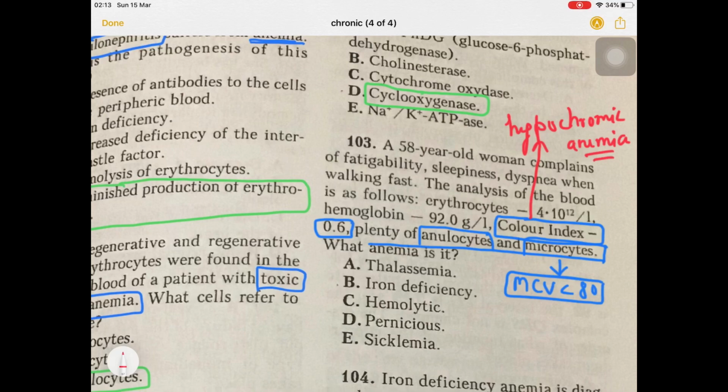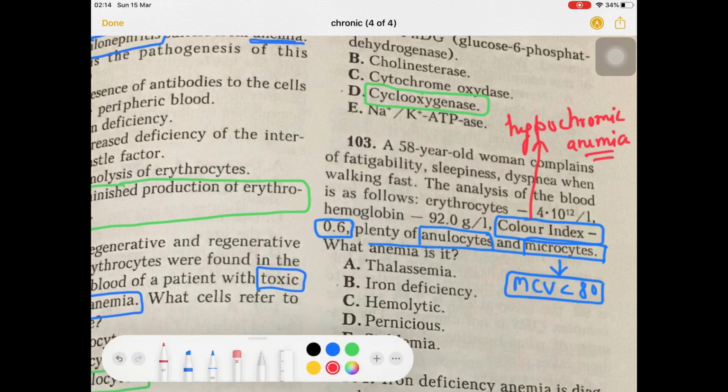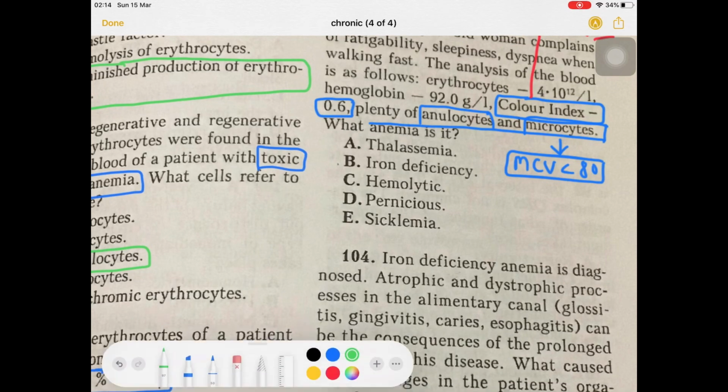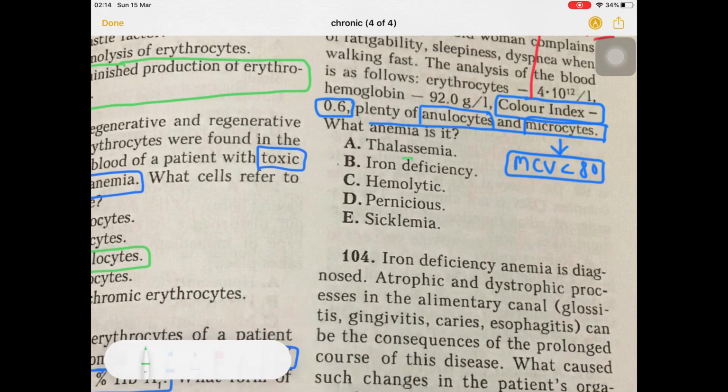Please remember some of the symptoms of iron deficiency, for example brittle nails, falling of hair, problems in the gums. That is the problem of iron deficiency, right? Spoon-like nails can be there. So what can be the answer? Clearly, I can say the answer over here would be iron deficiency anemia, right?